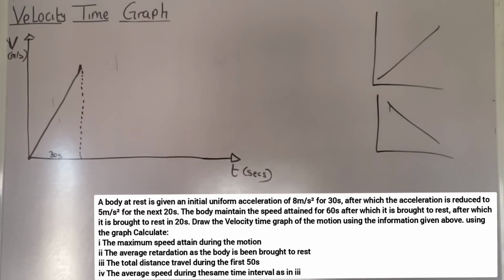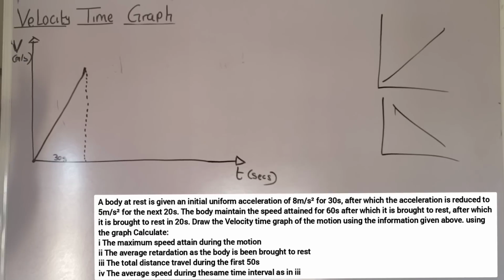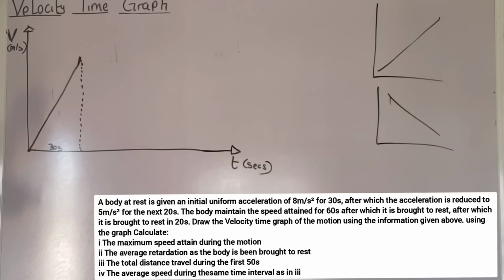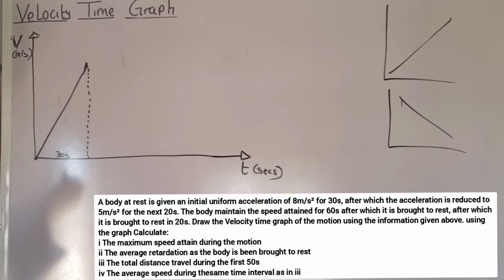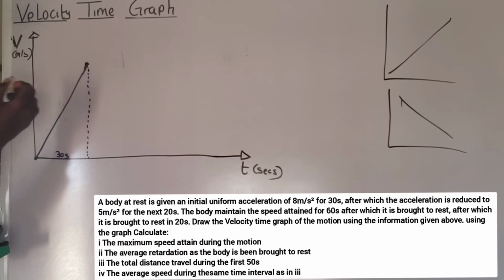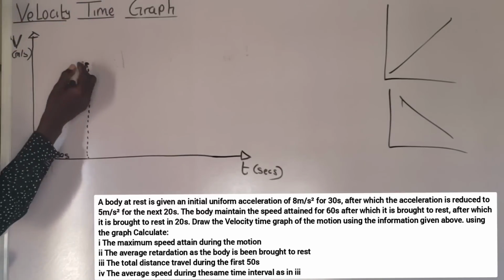Now, the question proceeds that after which the acceleration is reduced to 5 meters per second squared for the next 20 seconds. The body accelerates for the first 30 seconds at 8 meters per second squared. That is the acceleration. Now, the acceleration is reduced to 5 meters per second squared. This implies that the body's velocity is also reduced. You understand? Increase in acceleration leads to increase in velocity, and decrease in acceleration leads to decrease in velocity. So the velocity at the first 30 seconds is at this point.